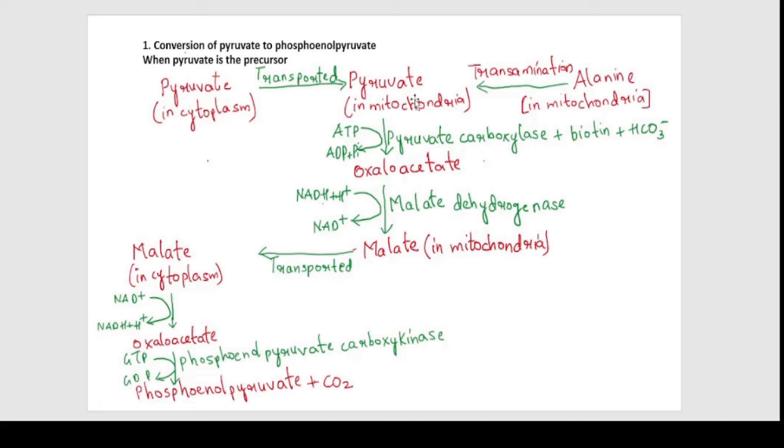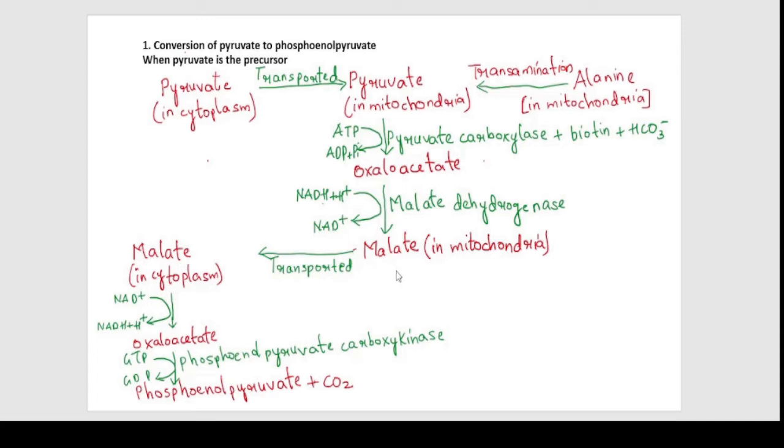The pyruvate which is now present in mitochondria is converted to oxaloacetate by the enzyme pyruvate carboxylase. This enzyme requires biotin which carries HCO3 for its function. In this reaction, 1 ATP is utilized. Because the mitochondria doesn't have transporters to transport oxaloacetate out of mitochondria, this oxaloacetate has to be converted into malate by the enzyme malate dehydrogenase. In this reaction, 1 NADH molecule is utilized.